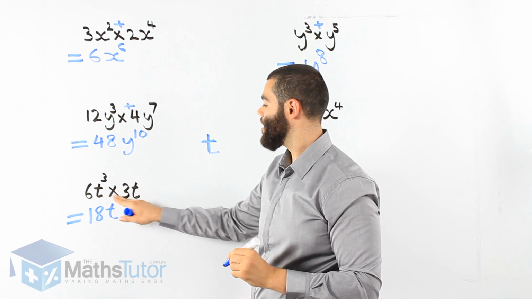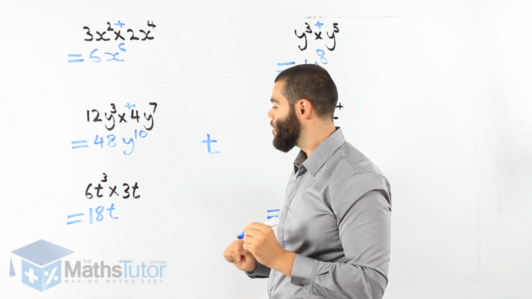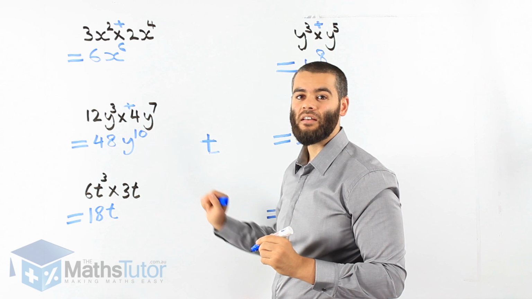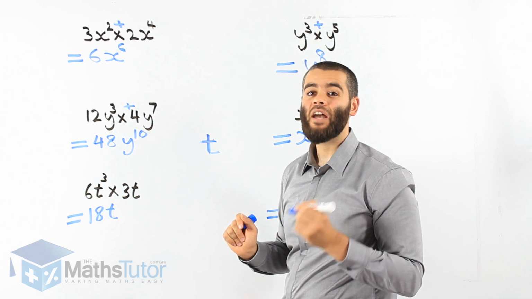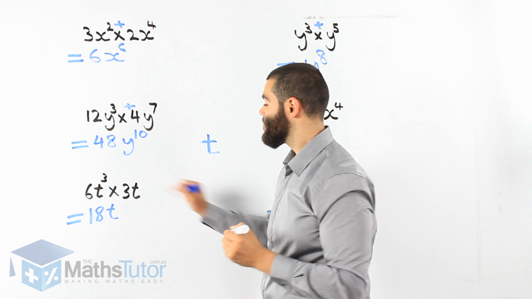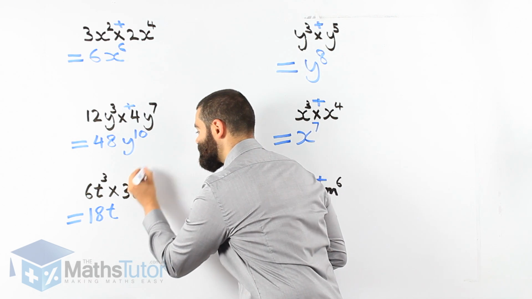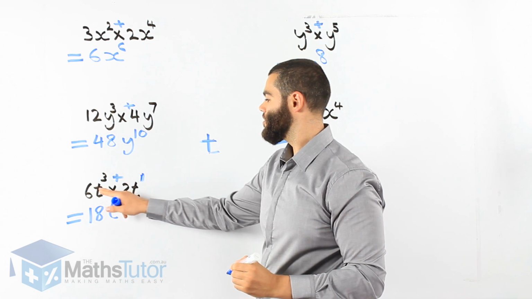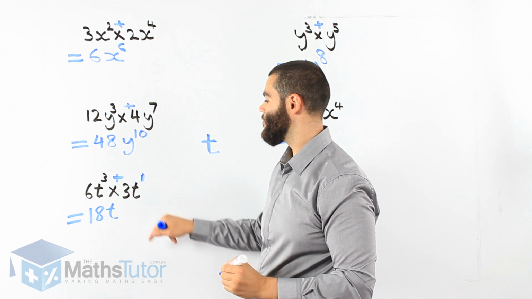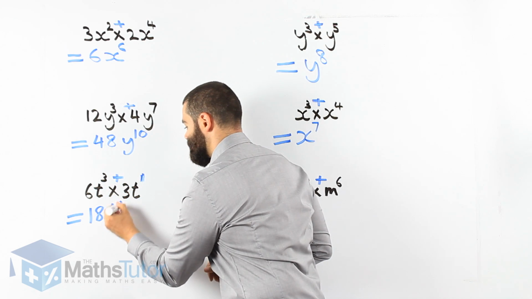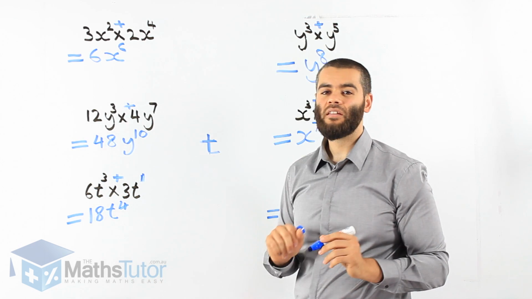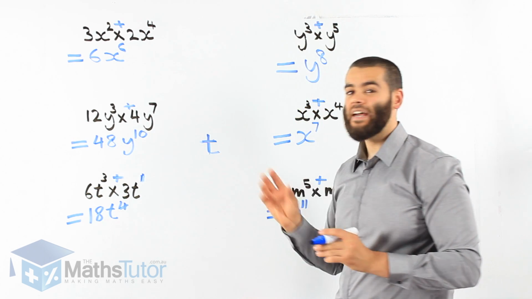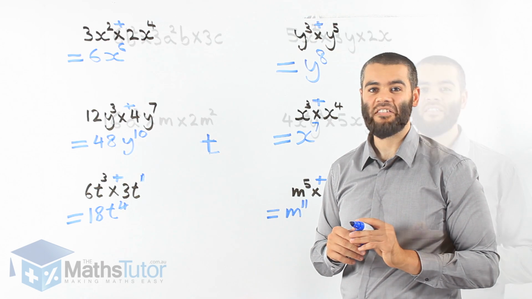6t to the power of 3 times 3t. Now, we notice there is actually nothing there. So what are we adding? In fact, there is. It's actually a 1. It's an invisible 1. Always remember that. Times is plus. So t to the power of 3 times t to the power of 1. 3 plus 1 is 4. 18t to the power of 4. It's that simple, guys. Very easy. Now we're going to do some more complex ones.